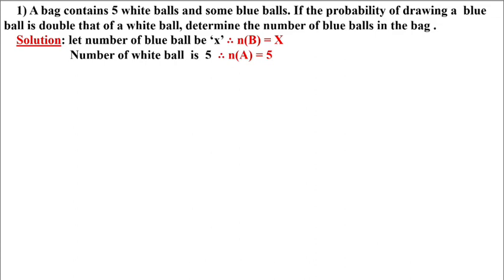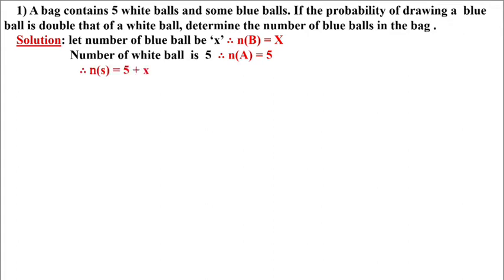A bag contains 5 white balls and some blue balls. The probability of drawing a blue ball is double that of a white ball. Determine the number of blue balls in the bag. Students, let the number of blue balls be x. So the number of B will be x. And the number of white balls is given as how much, students? 5. So the number of A will be 5.